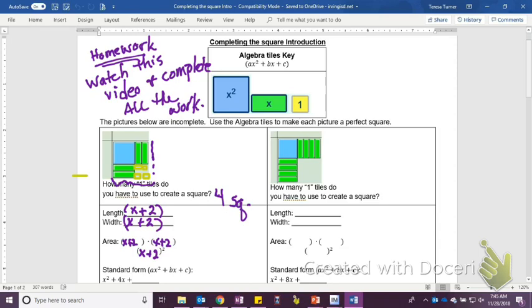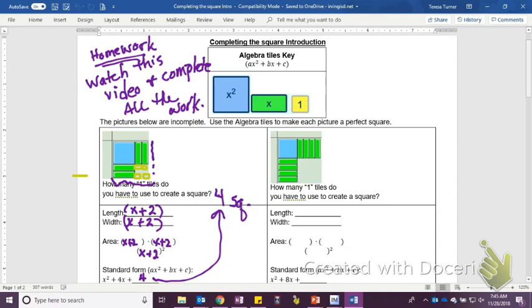So if you expand that, you can either use FOIL or there's a formula that you can memorize to put it in standard form. But what you end up with is x squared plus 4x plus 4. Notice that this matches the number of 1 tiles that we had to add in order to get this to be a perfect square.